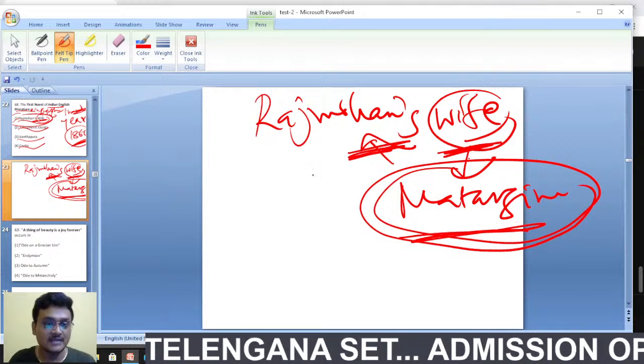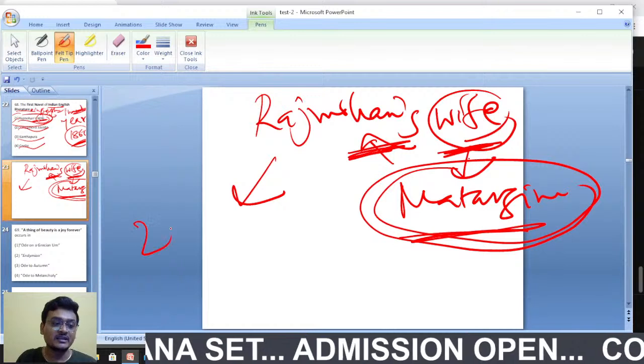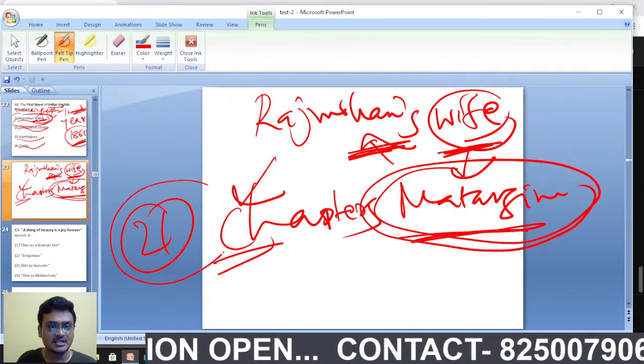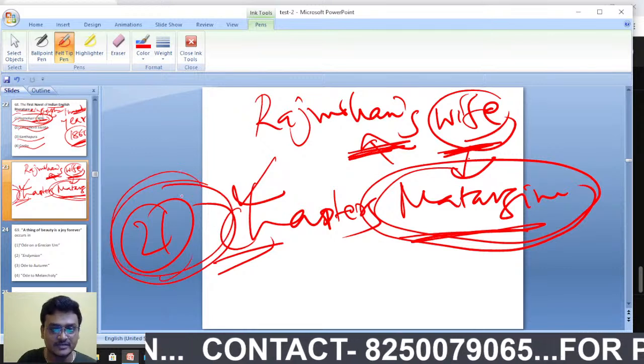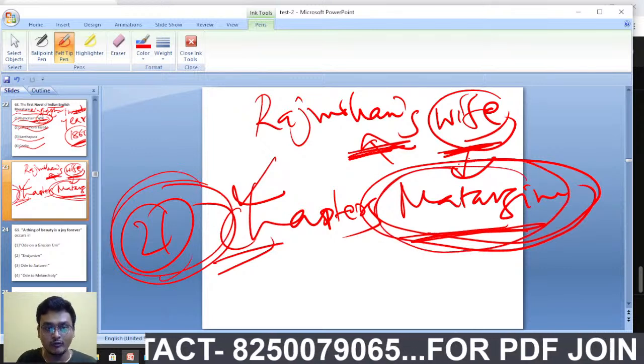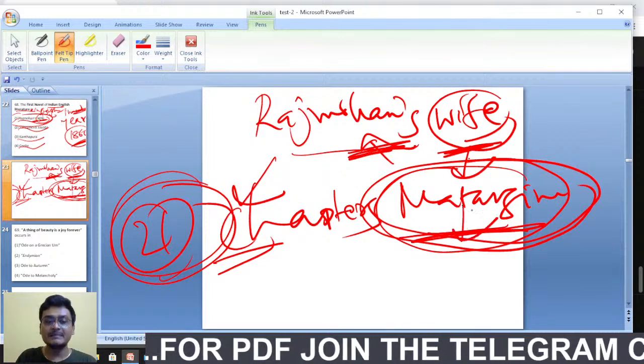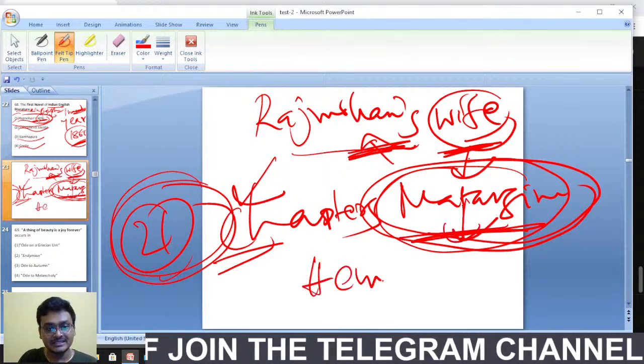Rajmohan's Wife has a total of 21 chapters. Matangini is the titular character's wife. Rajmohan's wife is Matangini here. Matangini's sister is Hemangini.